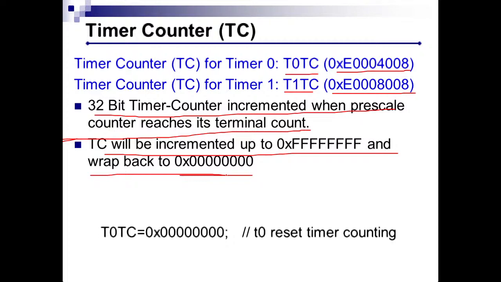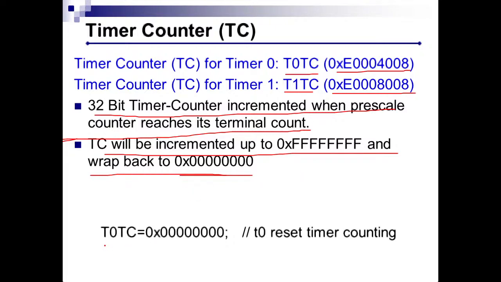So this timer counter register will be incremented at every tick. Now the tick is defined by the prescaler register. If your prescaler register value is, let's say, 1, then at every 2 clock cycles this TC will be incremented by 1.